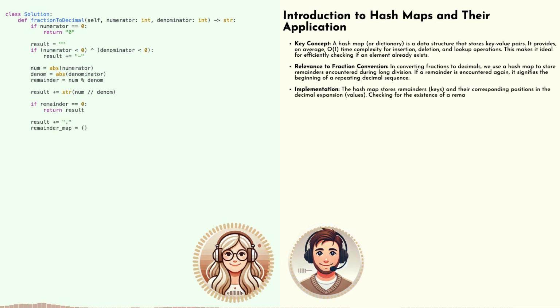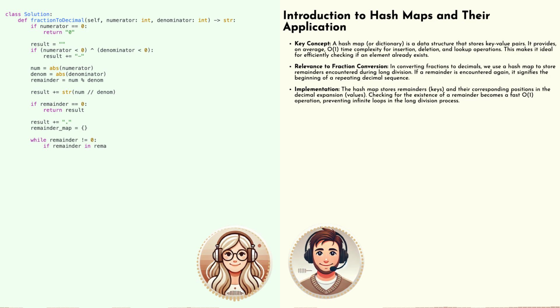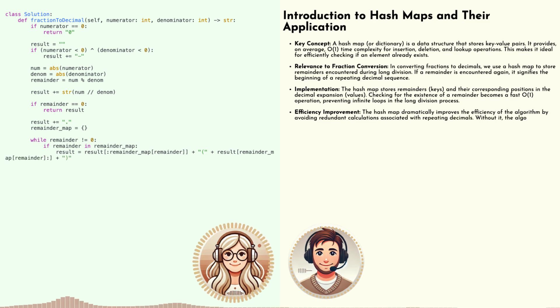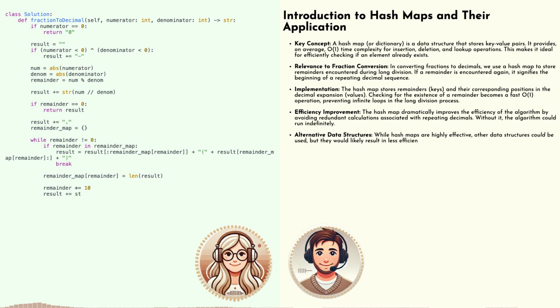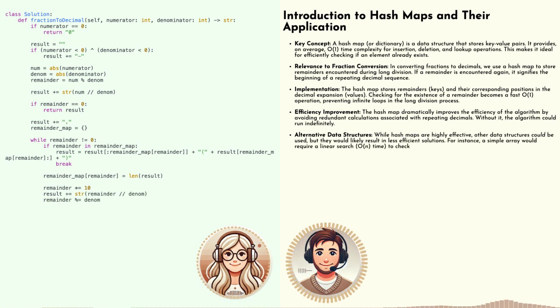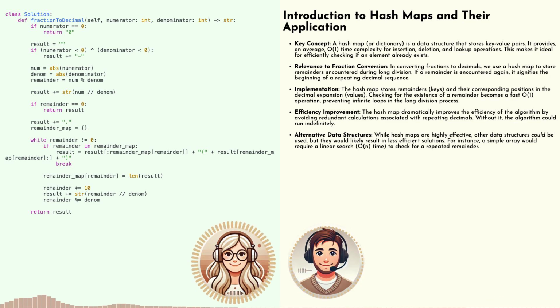A hash map is essentially a lookup table where we can store key value pairs. The cool thing about a hash map is that it allows us to access any value almost instantly if we know its corresponding key. So in our case, we can use the remainders as keys and store the position of that remainder in the decimal as the value. Yes. So if we get a remainder of 3 while calculating the second digit after the decimal point, we'd store 3 as the key and 2 as the value in our hash map.